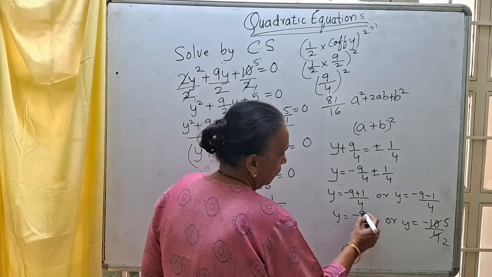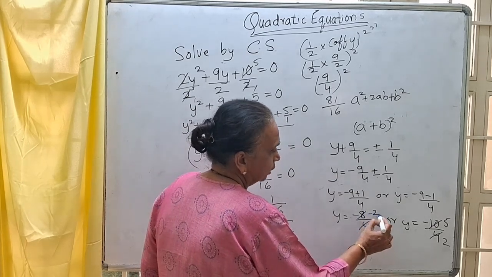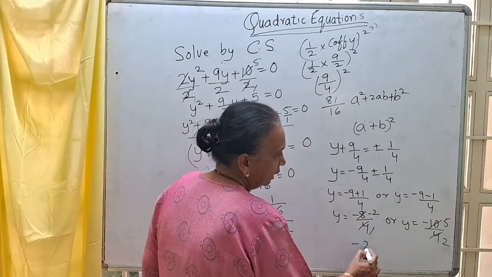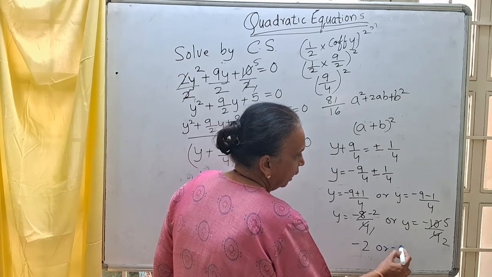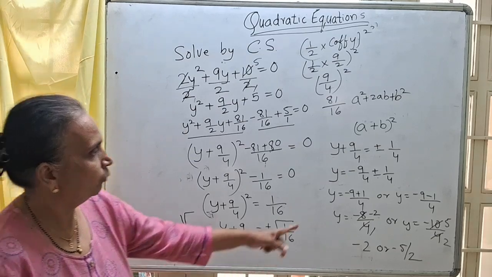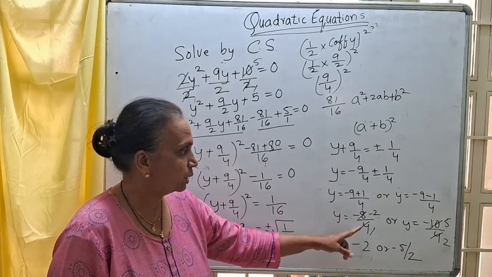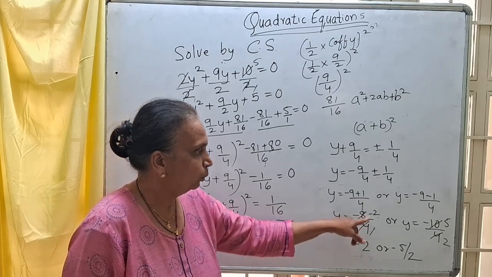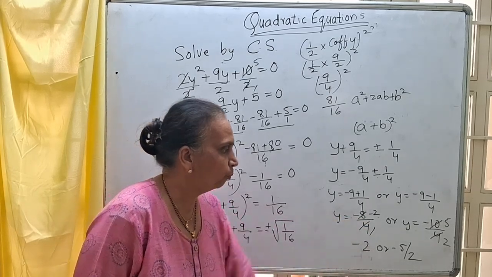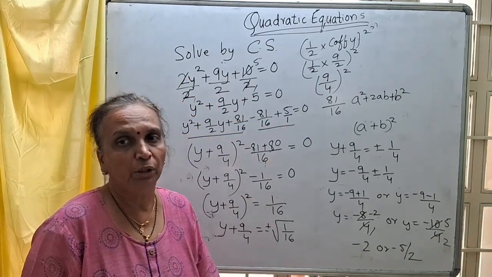So what I will be getting? Minus 8 upon 4. Right? So 4 ones are 4, 4 twos are 8. So what are the two roots? Minus 2 or minus 5 upon 2. Okay? Sorry for that. One is plus, one is minus with greater number sign. That is minus 8 upon 4. 4 ones are 4, 4 twos are 8 with minus sign. So minus 2 or minus 5 upon 2 are the roots of this particular quadratic equation.